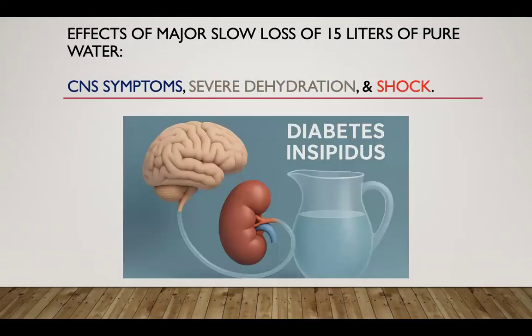Okay, major slow loss of 15 liters of pure water. So how does this happen? Diabetes insipidus, right? They don't have antidiuretic hormone being produced, and so they're going to be diuresing, and it's going to look like clear water because that's practically what they're losing. And so pure water, right? You're going to have CNS symptoms, severe dehydration, because now even your intracellular space can't compensate for the loss of fluid, and you will have shock.